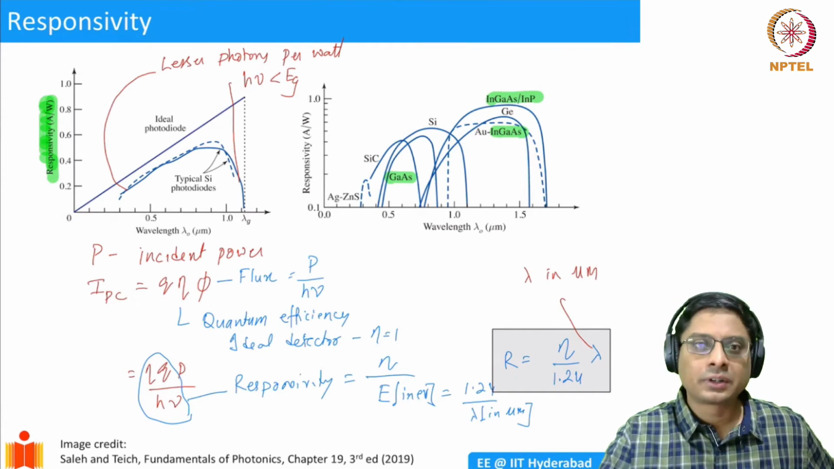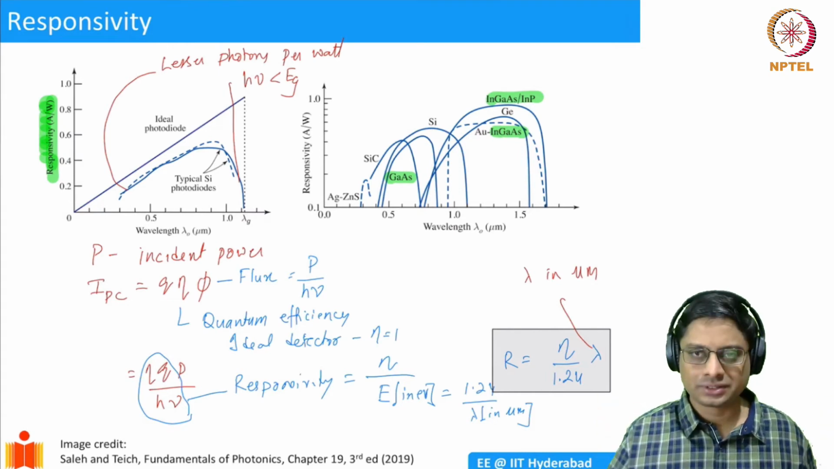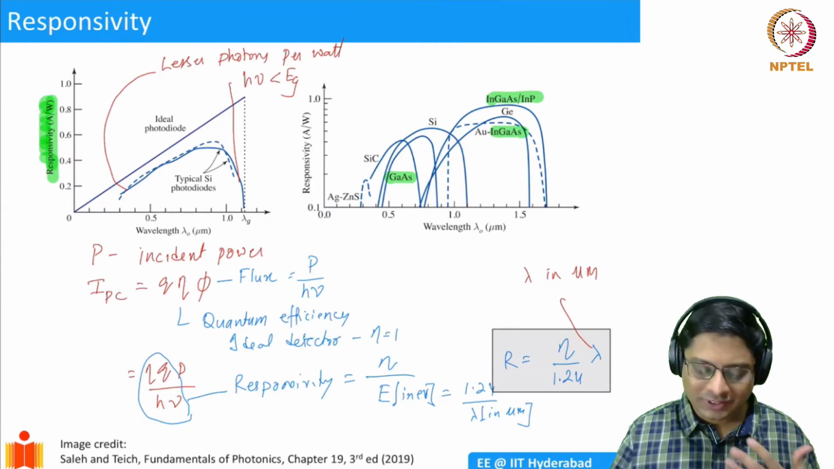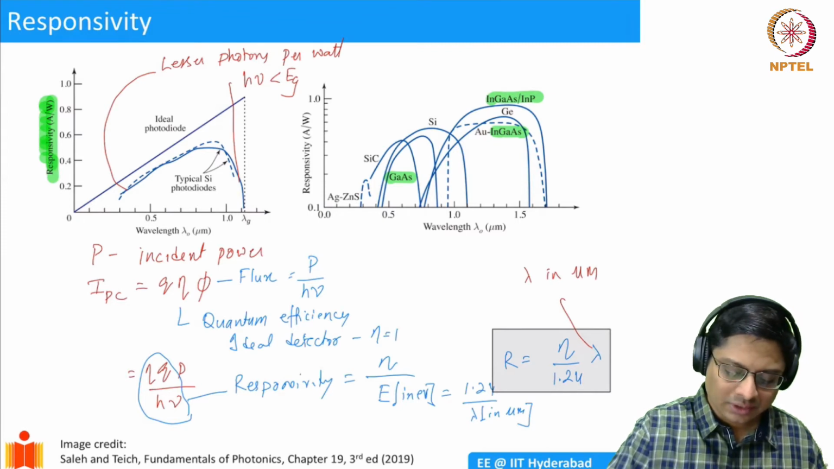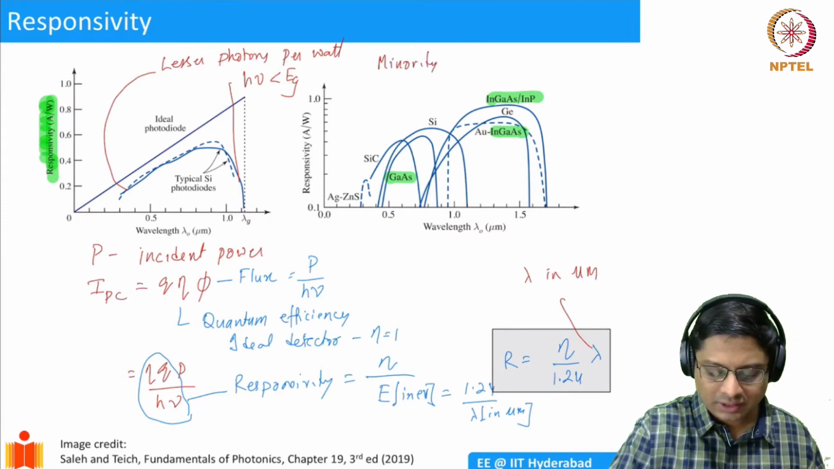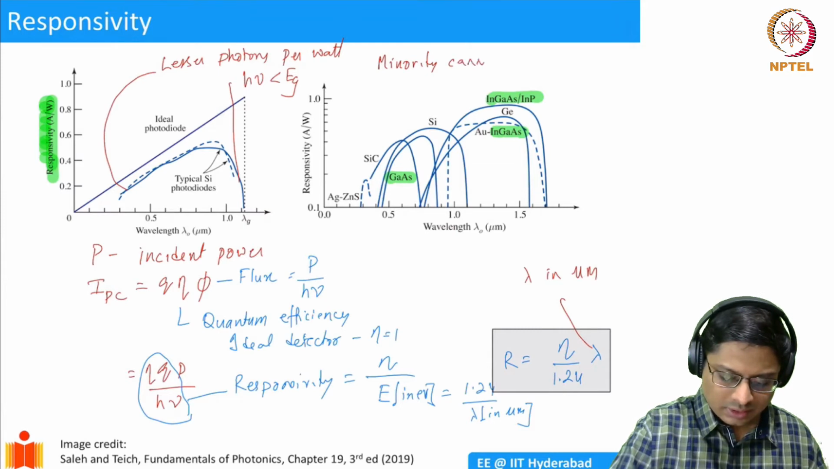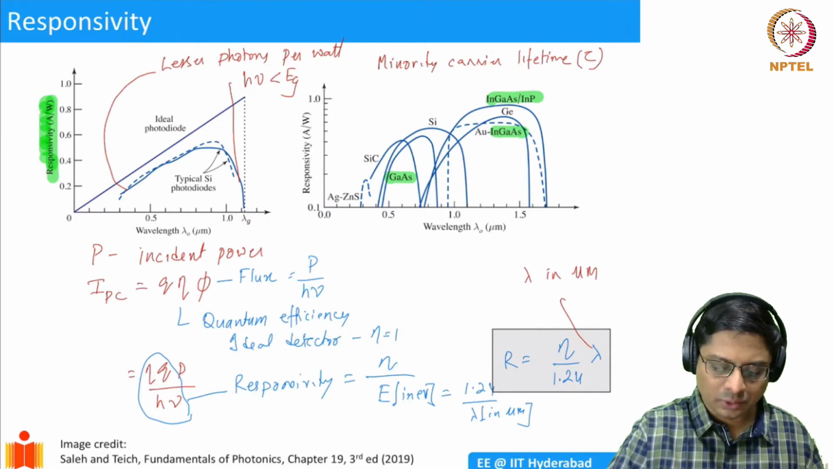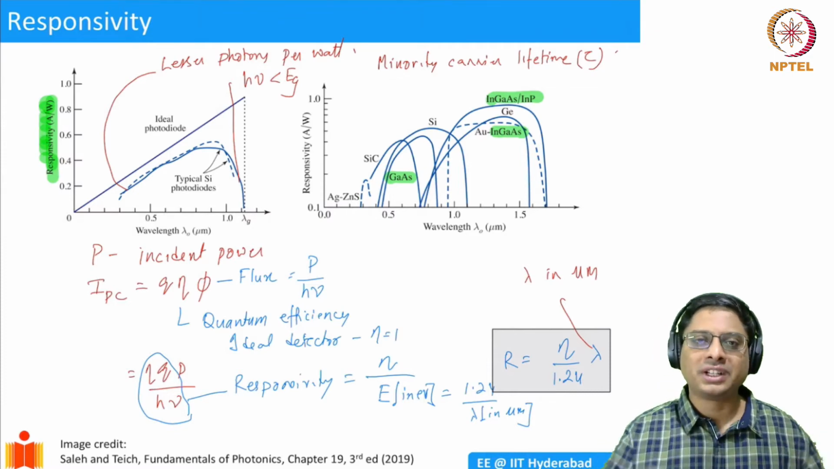The reason is, for photo detection purposes, what we care about is how many electrons we are able to collect. And one of the key parameters that influences that is the minority carrier lifetime. We have already seen that, tau p or tau n. Minority carrier lifetime plays a crucial role in the photo detection process. What is that? Well, you're generating electron hole pairs and you don't want them to recombine.